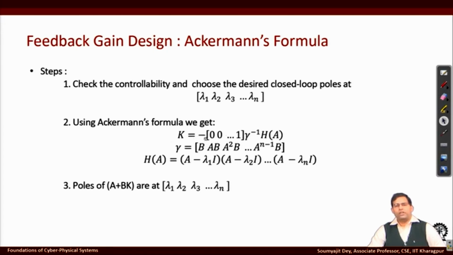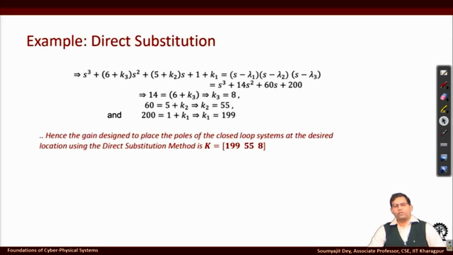It says that K equals minus of this, all zeros then 1, then you have this Gamma inverse times HA, where Gamma is nothing but this matrix, where A, B are all given to you and you know the dimension, and HA is nothing but this matrix. So that's it. Essentially this is like automating the previous method.